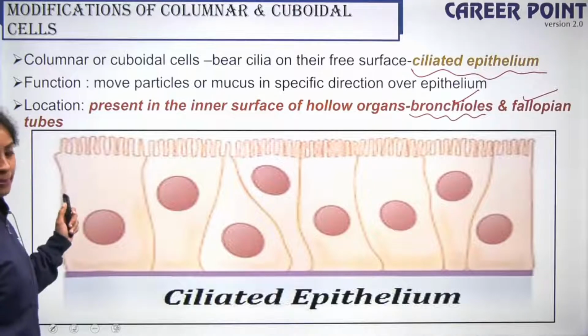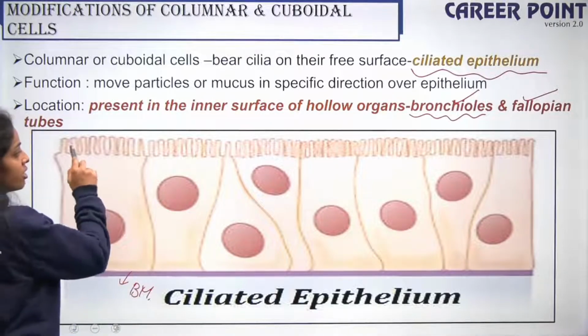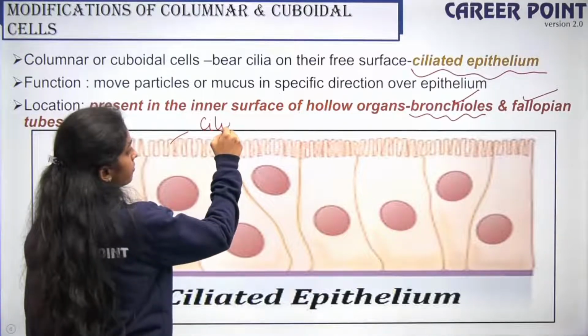All right. So something like this. These are ciliated epithelium. This is your basement membrane. Yes, on the free surface you have cilia. So this is called a ciliated epithelium.